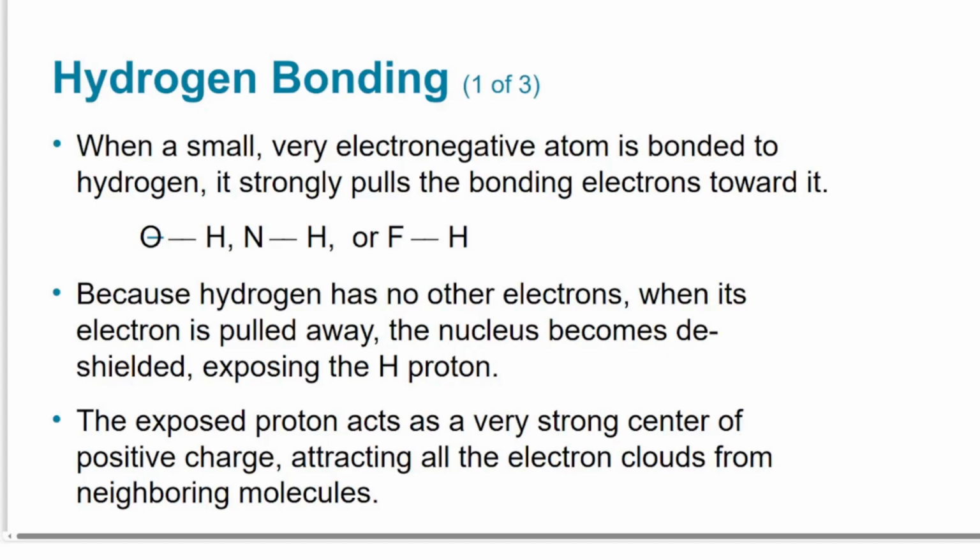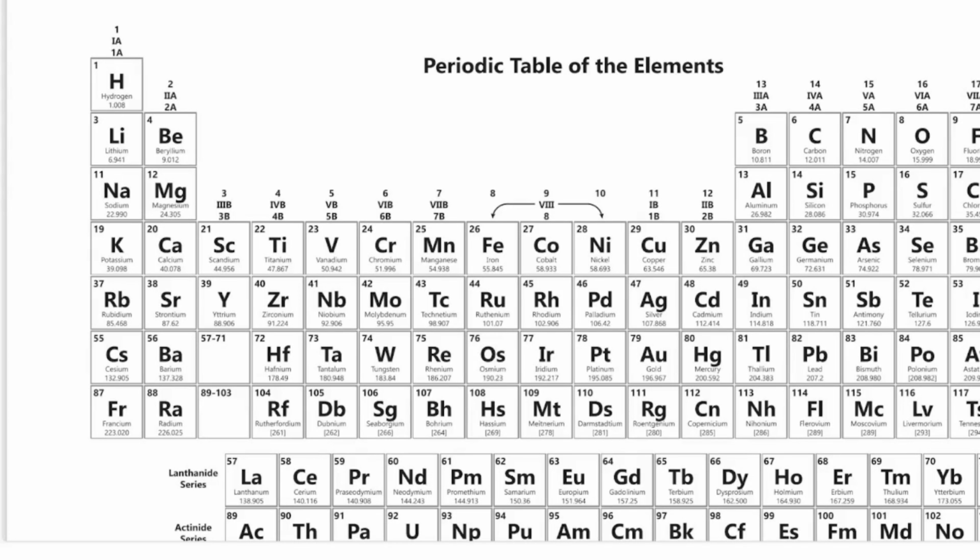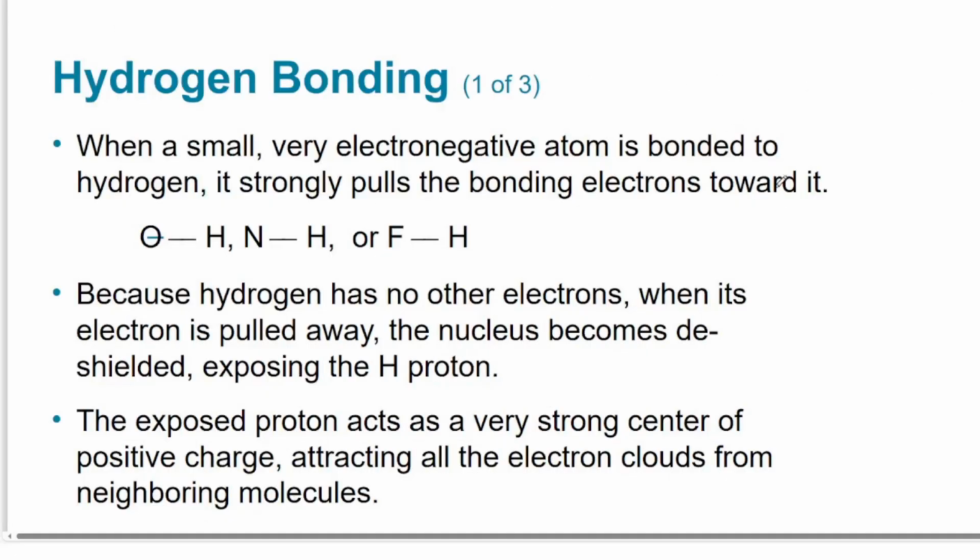So if we look at these two entities on the periodic table, we'll see that oxygen is the second most electronegative element, as electronegativity increases from left to right and from bottom to top on the periodic table. So fluorine is the most electronegative, oxygen is second, and then nitrogen is next to oxygen. And that's why when we have hydrogen bonded to one of these atoms, we observe hydrogen bonding.